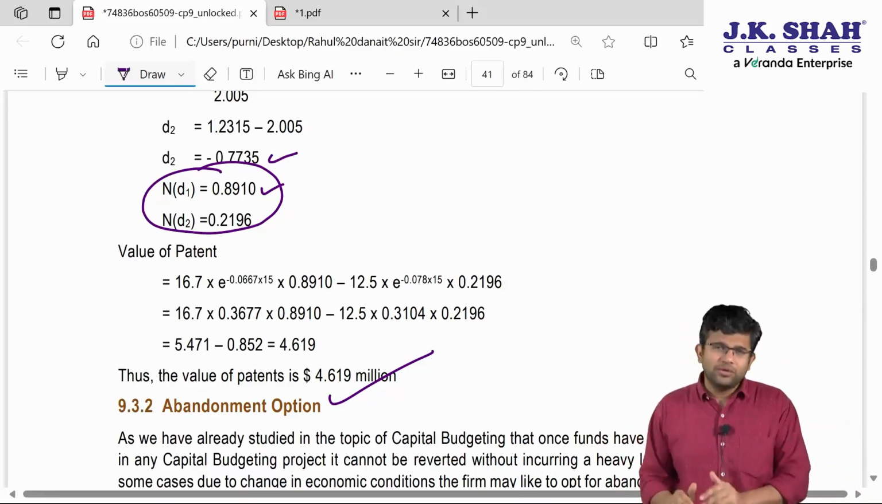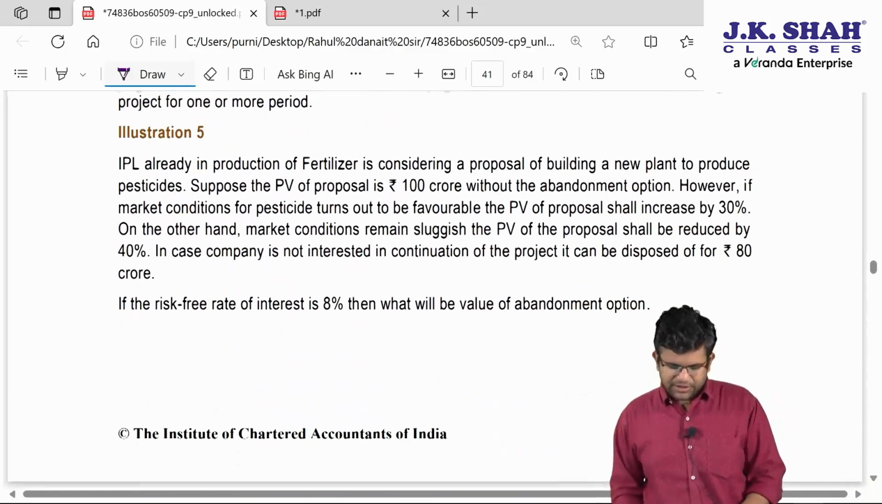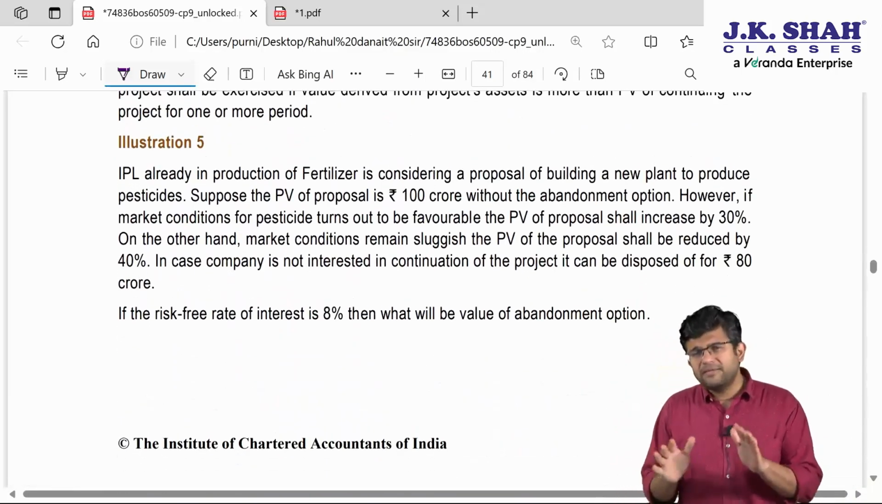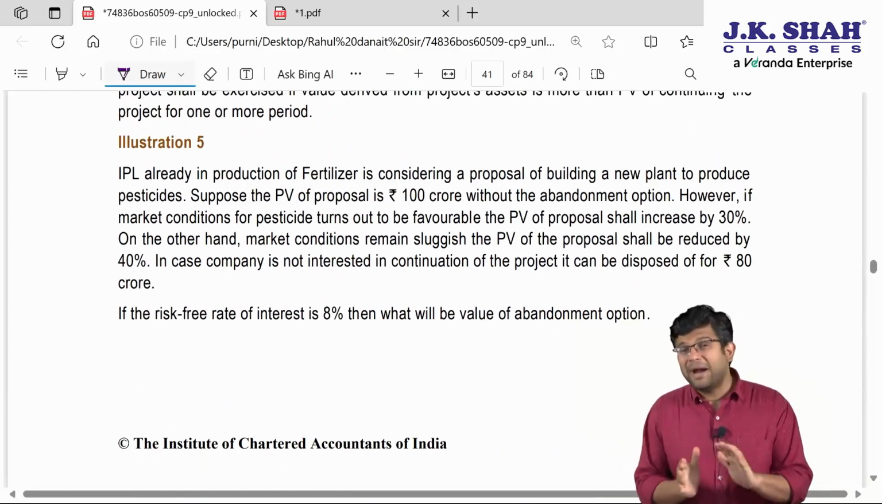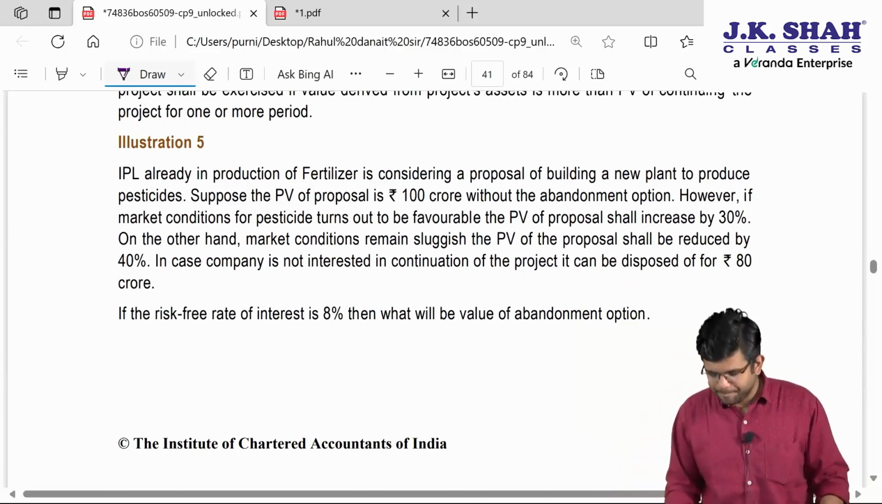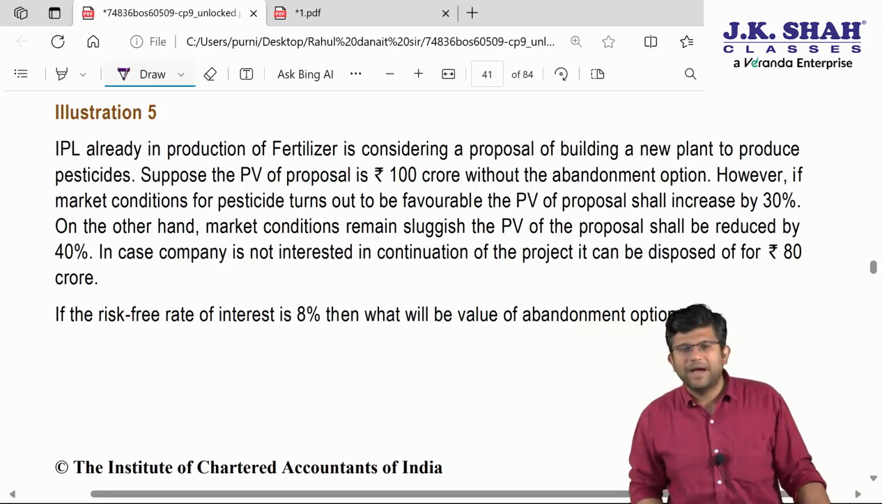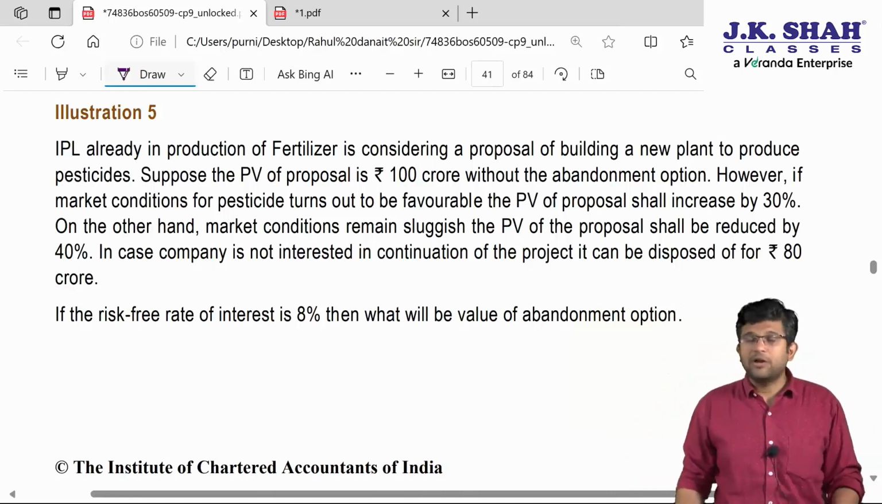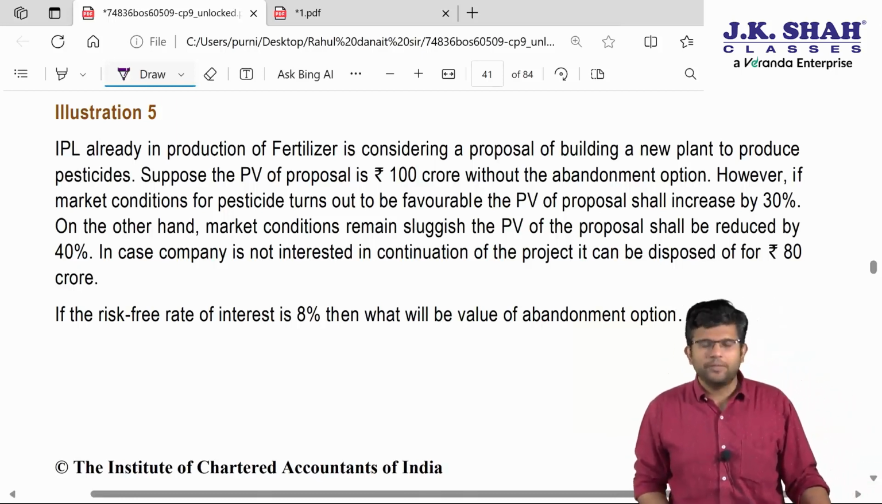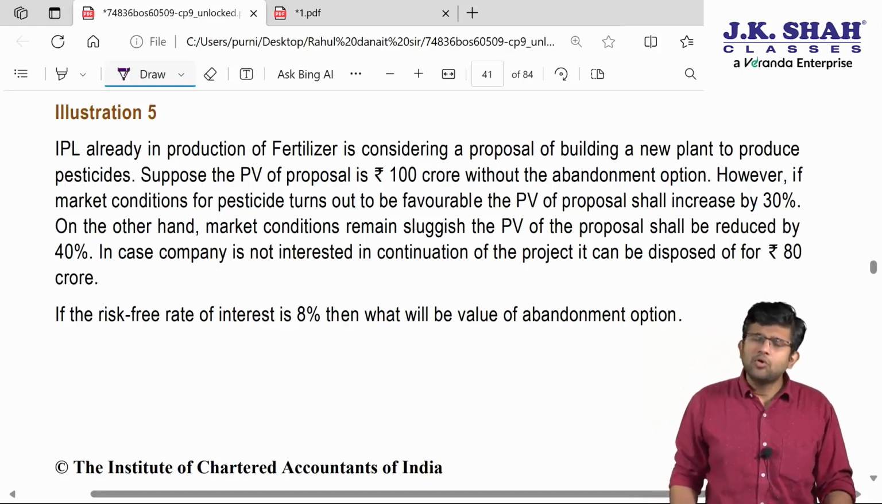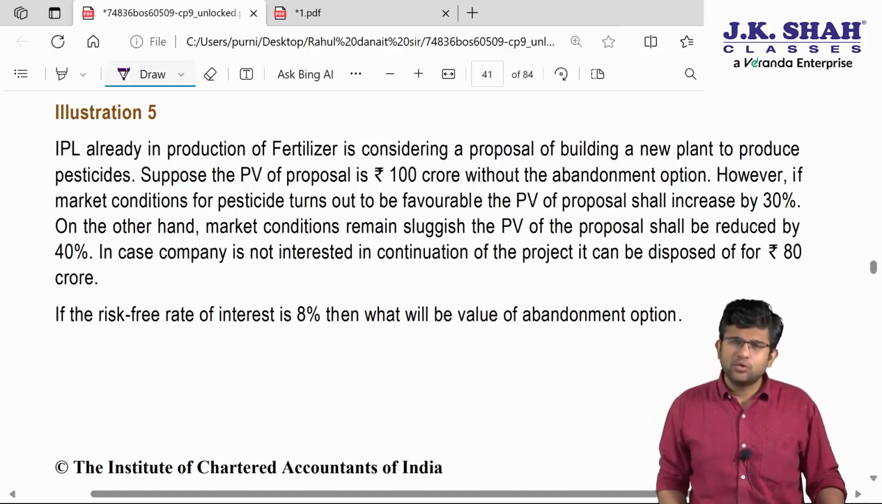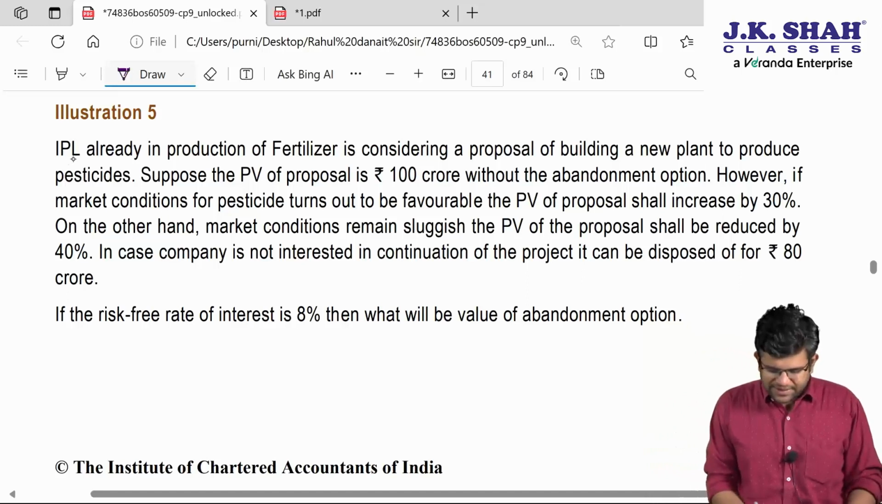Now students, we go to the next illustration, that is illustration 5, in which we will study another valuation of something called an abandonment option. Let's start. Okay students, so illustration 5, now this is about valuing an abandonment option. Now how to do that? Let us understand through this question. So what are they saying?